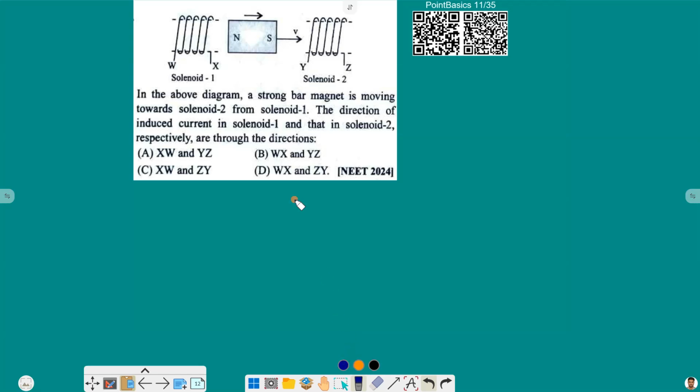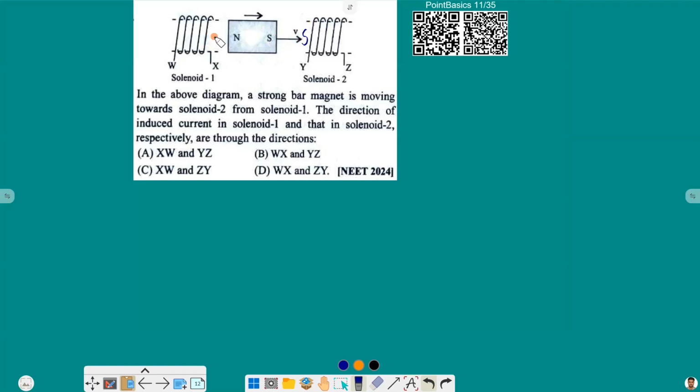Now to find out the direction, what do we use? We will use Lenz's law here. As this magnet's south pole is moving towards the solenoid, and we know according to Lenz's law that EMF and current is induced in such a way that it opposes its cause. So in this solenoid, we will be having south pole induced here, because towards this solenoid, south pole is coming towards it. So to repel this south pole, there needs to be another south pole.